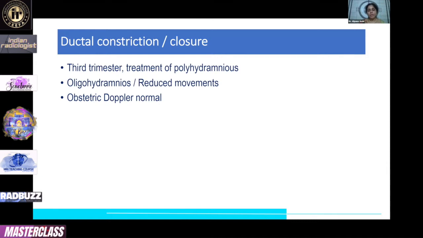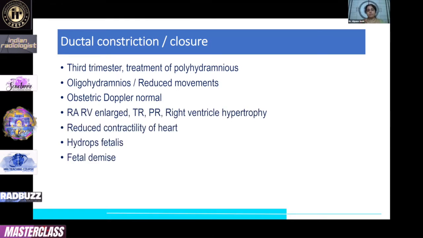There may be oligohydramnios, reduced movements, and typically the obstetric Doppler is normal. In fact, we get a lot of patients for reduced movements for Doppler, and then you tend to pick up these findings. So these are generally the features seen in ductal constriction patients.